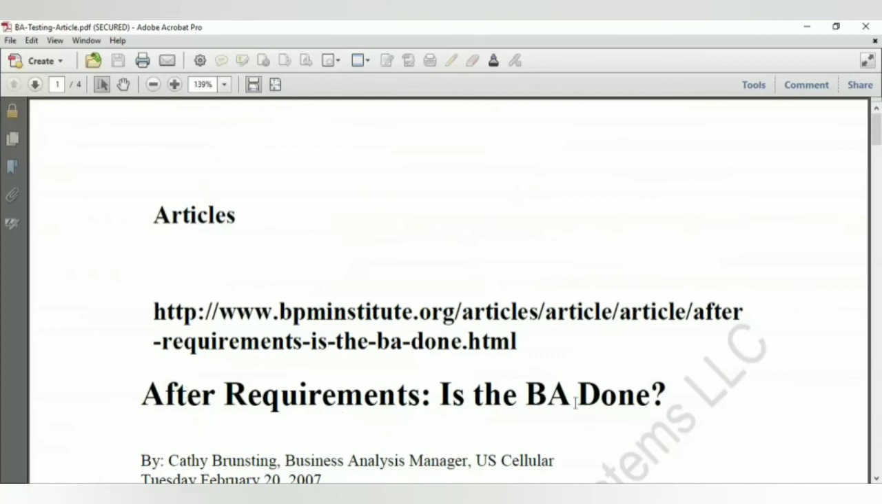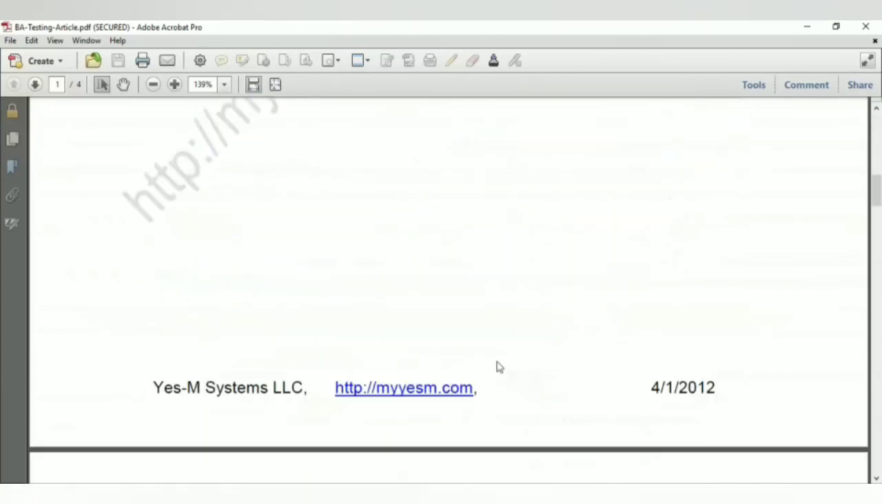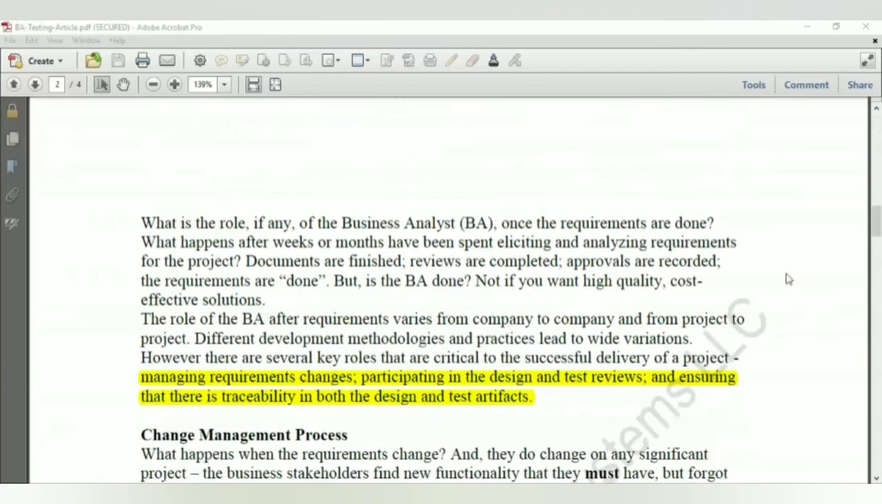After the requirements phase, is the BA's job done? No. This is what I keep repeating. What happens after weeks or months have been spent gathering? Just a 4-step process, understanding customer requirements. I didn't talk about analysis and all that. Documents are finished, reviews are completed, approvals. Some of these steps I already talked about. Is the BA's job done? No. The BA's role, even during requirements and not only after, can vary from company to company, project to project.